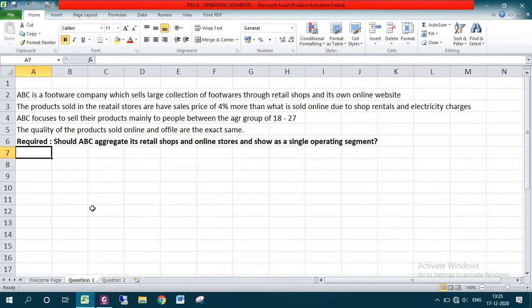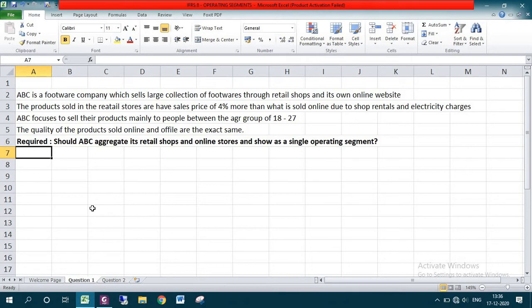The products sold in the retail stores have sales prices 4% more than what is sold online due to shop rentals and electricity charges. Okay. And ABC focuses to sell their products mainly to the people between the age group of 18 to 27. The quality of the products sold online and offline are the exact same. And the requirement is, should ABC aggregate its retail shops and online stores and show them as a single operating segment?